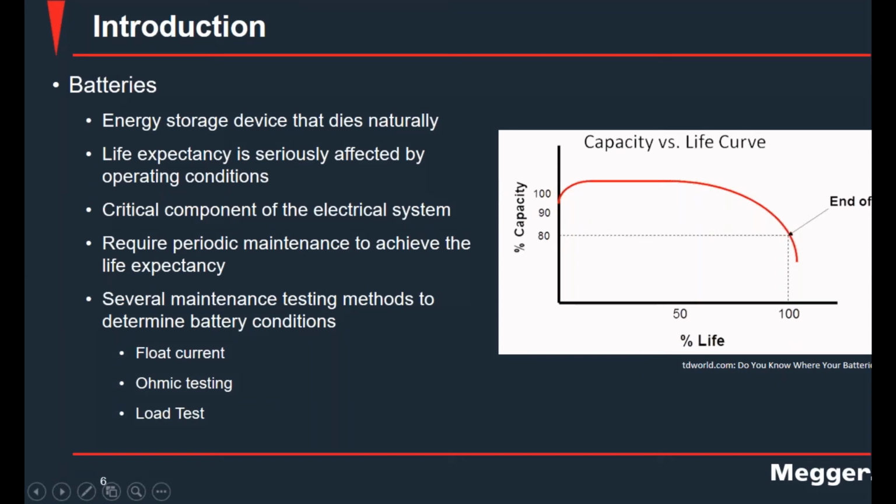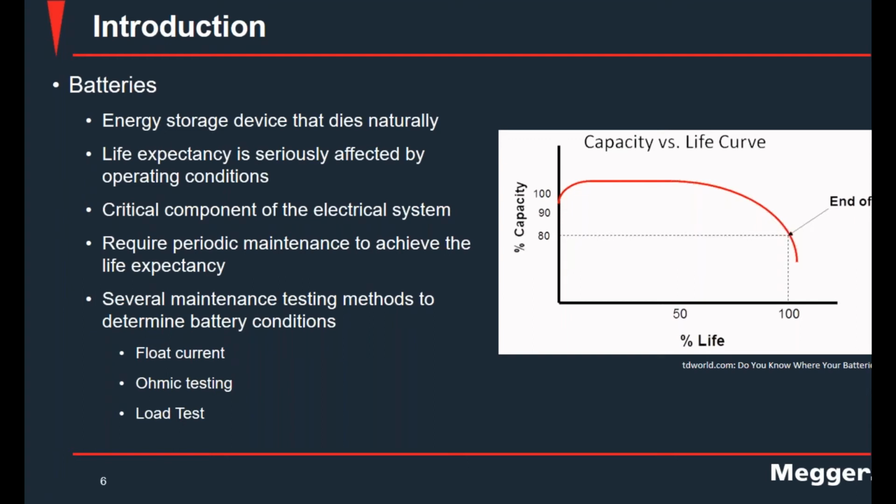So the life expectancy is really affected by the operating or the maintenance conditions, and being a critical component of the electrical system, batteries require a lot of maintenance, very good maintenance practices, to achieve that life expectancy. If you monitor the progress of the deterioration or the degradation of the life of the battery, you can improve your battery maintenance procedures. That is the intent of these two technical presentations today, that you can understand the battery and the maintenance procedures very well, and incorporate those into your maintenance practices.